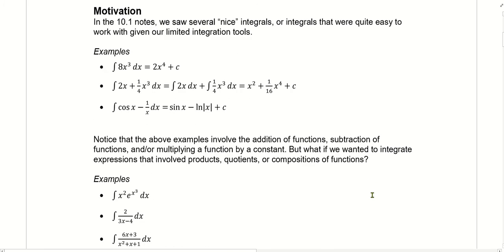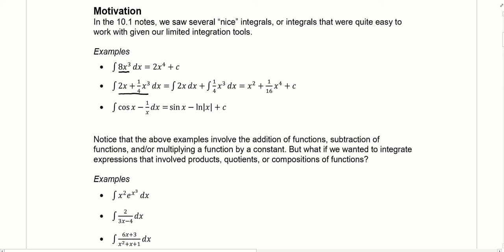If we go back to the 10.1 notes, what we worked with there were what I like to call nice integrals, or integrals that were pretty easy to work with given how limited our integration tools were at the time. Essentially, we were integrating things that involved maybe a power and a constant, like 8x cubed. We saw that the indefinite integral of that was 2x to the 4th plus c.